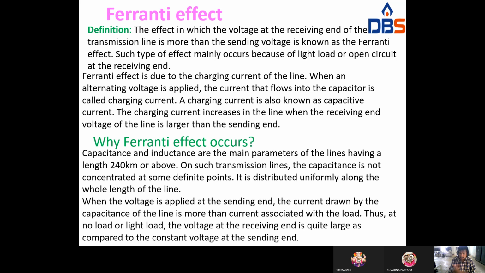How it occurs, we have to discuss now. Capacitance and inductance are the main parameters of the transmission line, already discussed in the first unit. We also derived the formulas for single phase, 3-phase symmetric and 3-phase asymmetric cases. For lines greater than 240 kilometers, the effects are more pronounced. That means capacitance is not concentrated at some definite points, but is distributed uniformly through the whole length of the line. When the alternating voltage is applied to the sending end, the current drawn by the capacitor of the line is more than the current associated with the load.